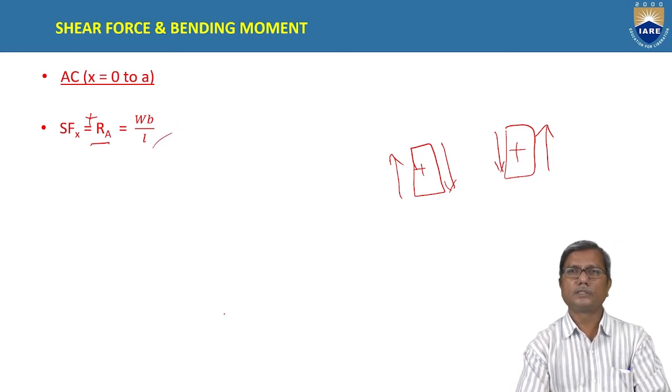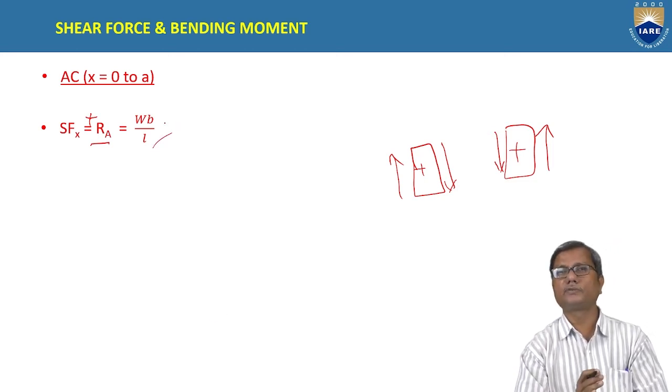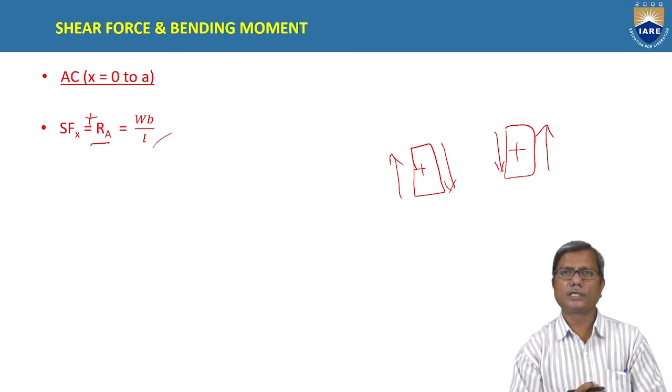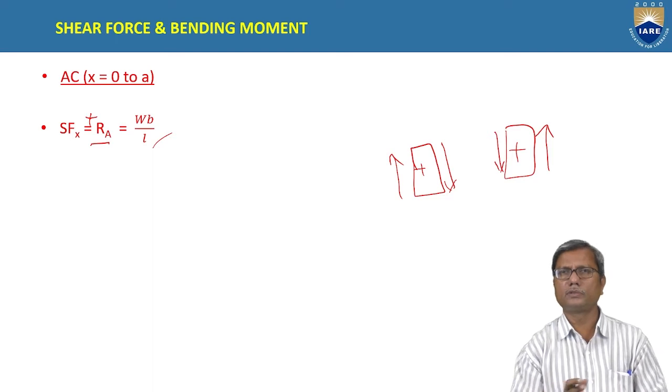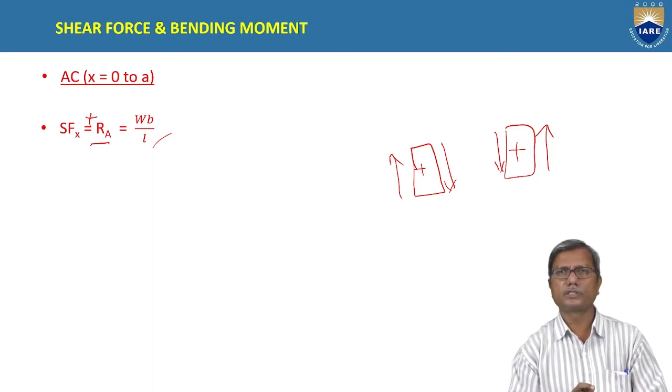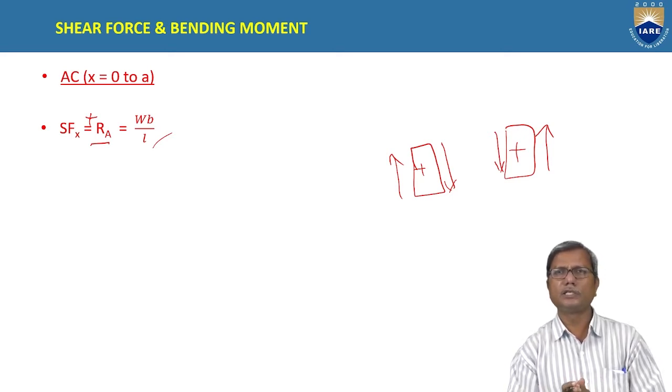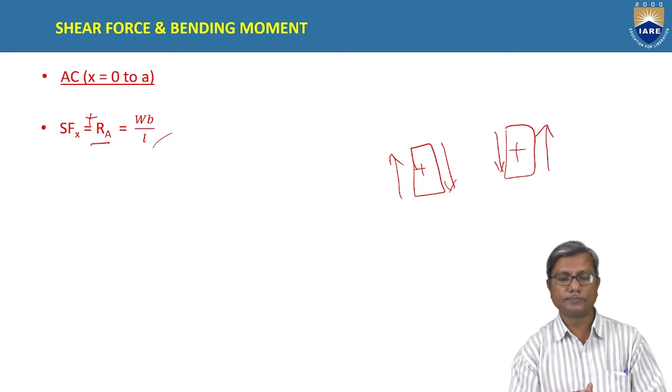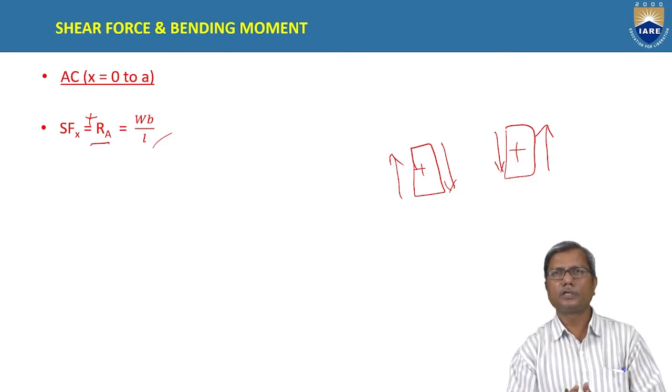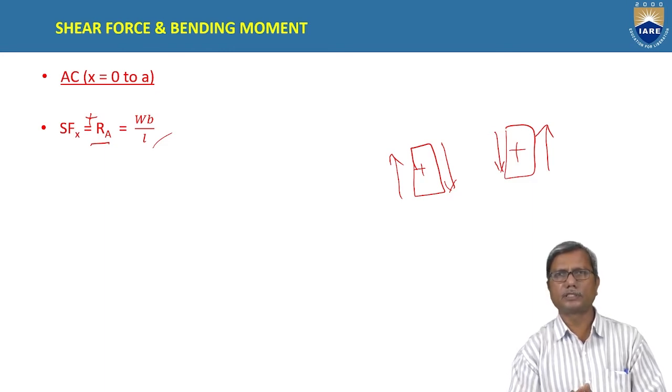And if you observe here, it is independent of X, independent of the distance of the section. Here X defines the position of the section, which moves from A to C. Understand? So here the shear force at all the sections between A and C remains the same, that is WB by L. Okay, that means it is independent of the position of the section in this case.